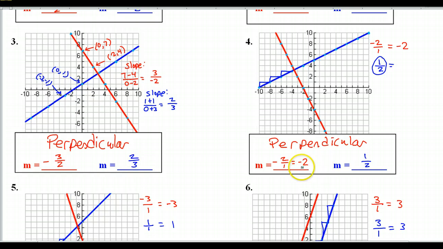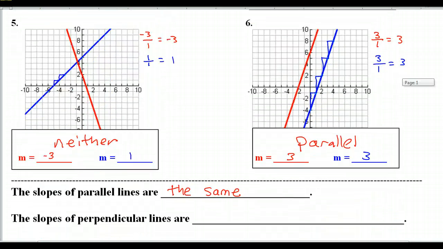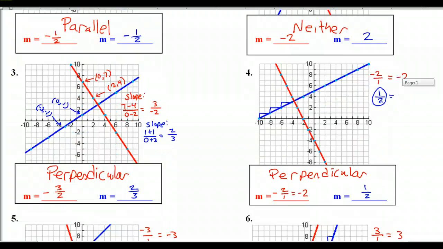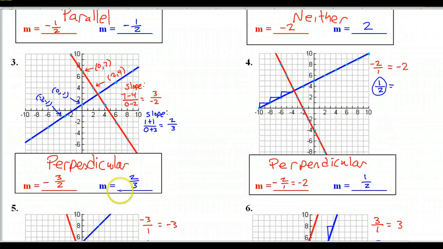Is there a pattern here? Look at number 4, negative slope on the red line, positive slope on the blue line. Are there any others? No, I guess these are the only two we have to look at. But notice, negative slope and a positive slope.